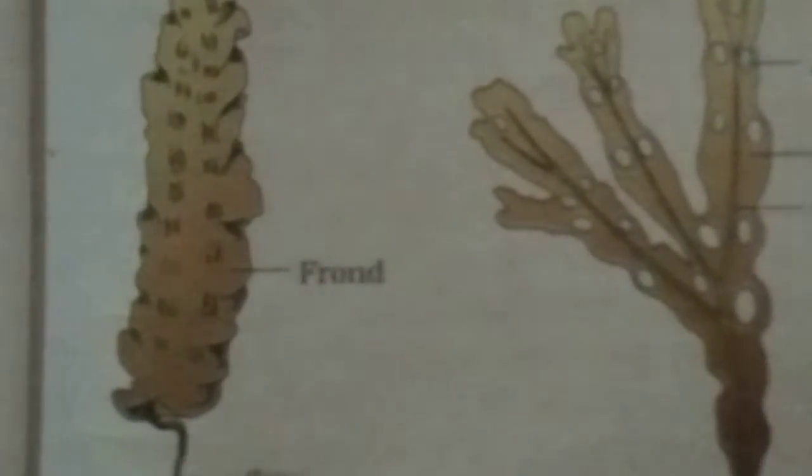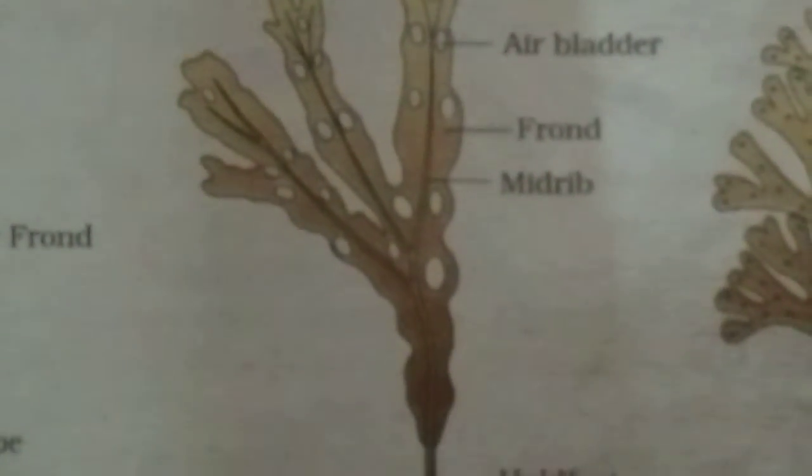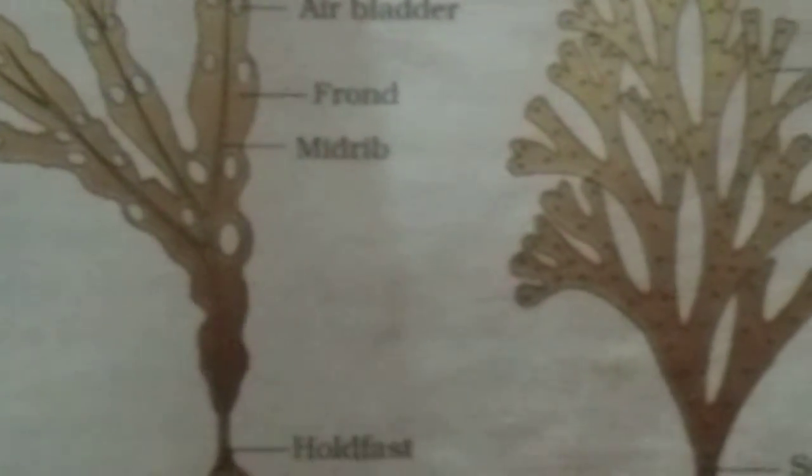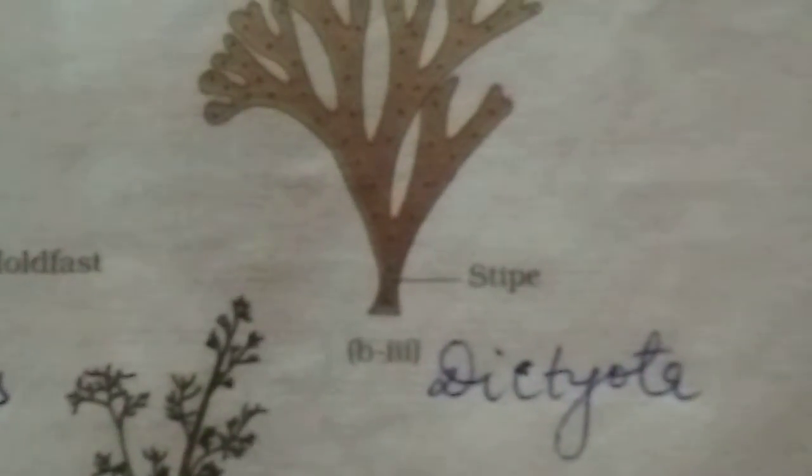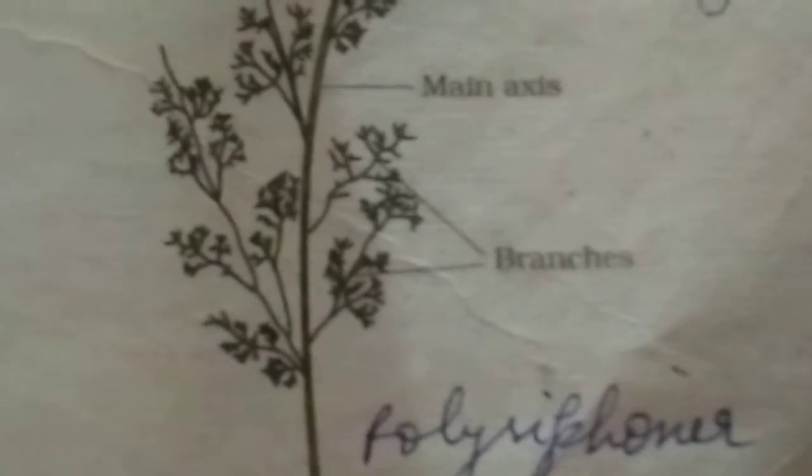Look here students, this one is Laminaria. Next one we have is Fucus. And then we have Dictyota. Then students, you can see this brown color. This is Porphyra. And this one we have is Polysiphonia.